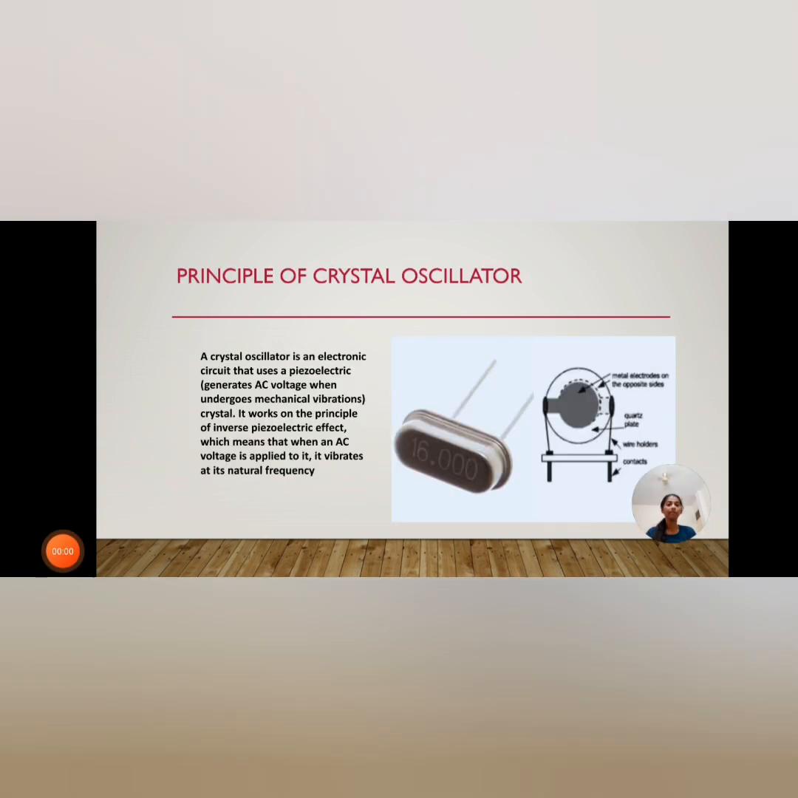Principle of the crystal oscillator. A crystal oscillator is an electronic circuit that uses a piezoelectric crystal that generates AC voltages when it undergoes mechanical vibration. It works on the principle of the inverse piezoelectric effect, which means when an AC voltage is applied to it, it vibrates at its natural frequency. You can see the diagram. Upper part of the diagram has the metal electrodes on the opposite sides, and below that is the quartz wafer, the third one is the wire holders, and the last one between the two is the contacts.